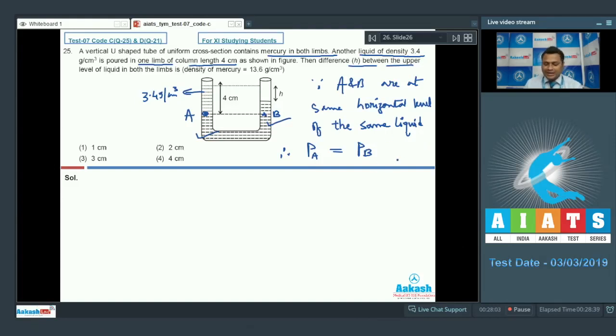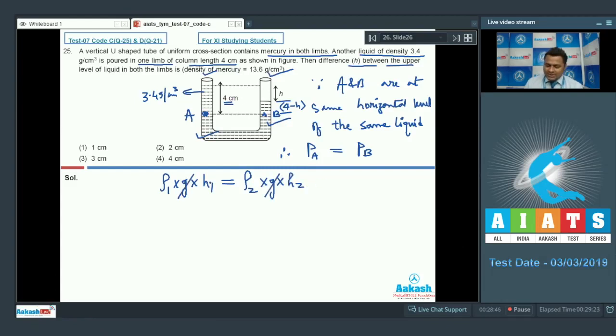We will not take the atmospheric pressure because atmospheric pressure will be considered from both sides, here as well and here as well. So pressure at A. See, the column of liquid above A is 4 centimeter, already given. The column of liquid above B is, we can write 4 minus H. Now putting the values, pressure at A, that is density ρ1 into gravity into H1, equals pressure at B, density ρ2, here it is mercury, into gravity g, into height H2.